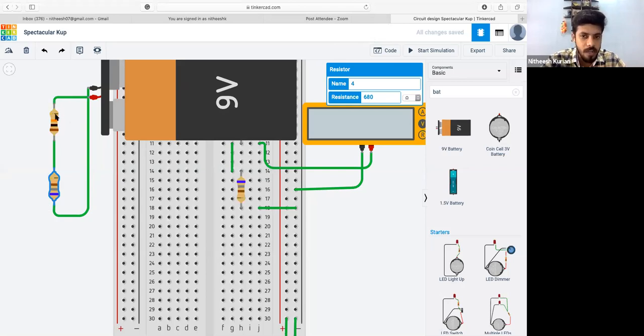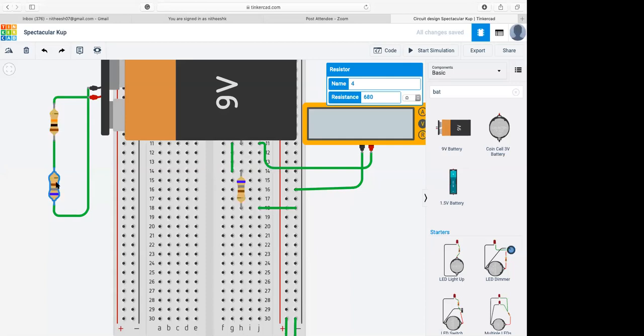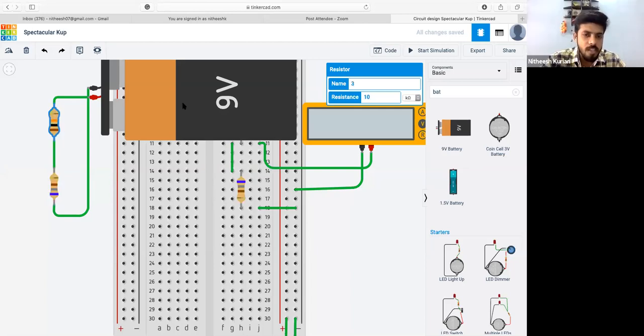And the current through 10 kilo ohm as well as 680 ohm is the same, right? Let it be I. I is the current flowing through 10 kilo ohm as well as 680 ohm. Makes sense? Any doubt? Let's imagine the current flowing through both resistors is I, the same current. And what is the total voltage?